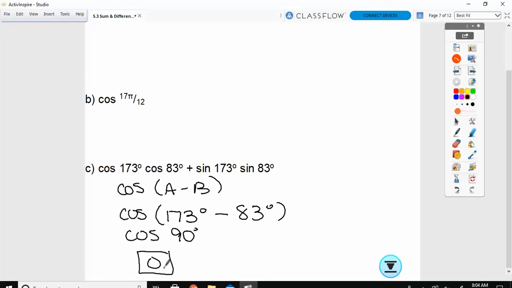Wait, which formula is A minus B? Because I messed up the A plus B for both. Oh. So on these... Okay, thank you. All right, are we good with that one?